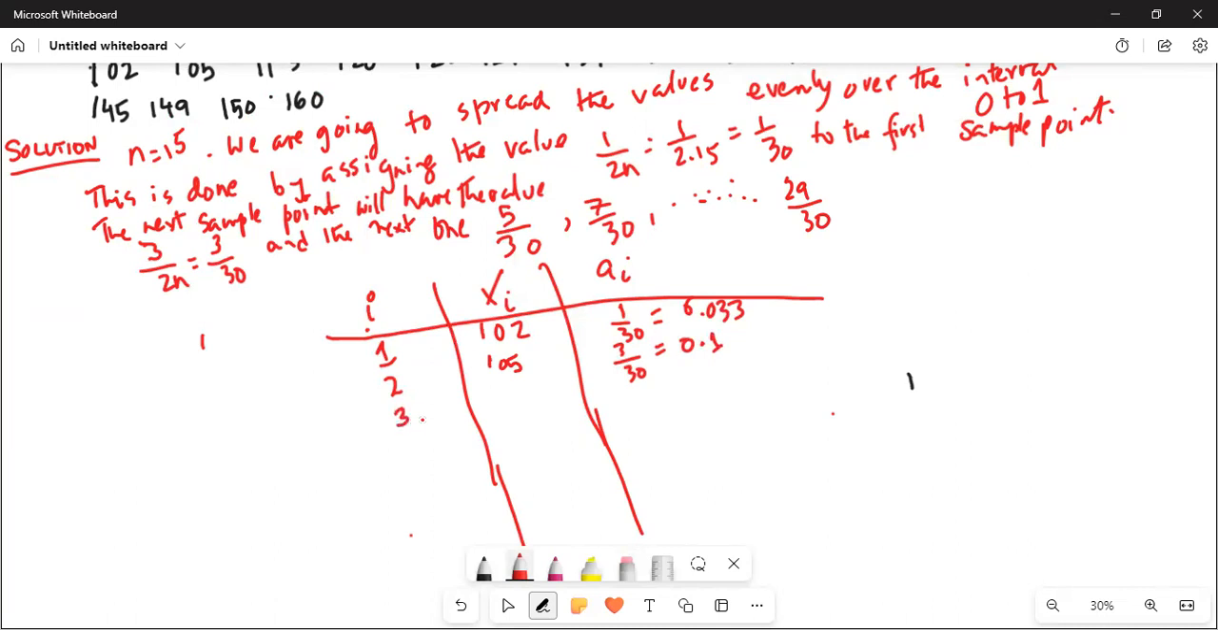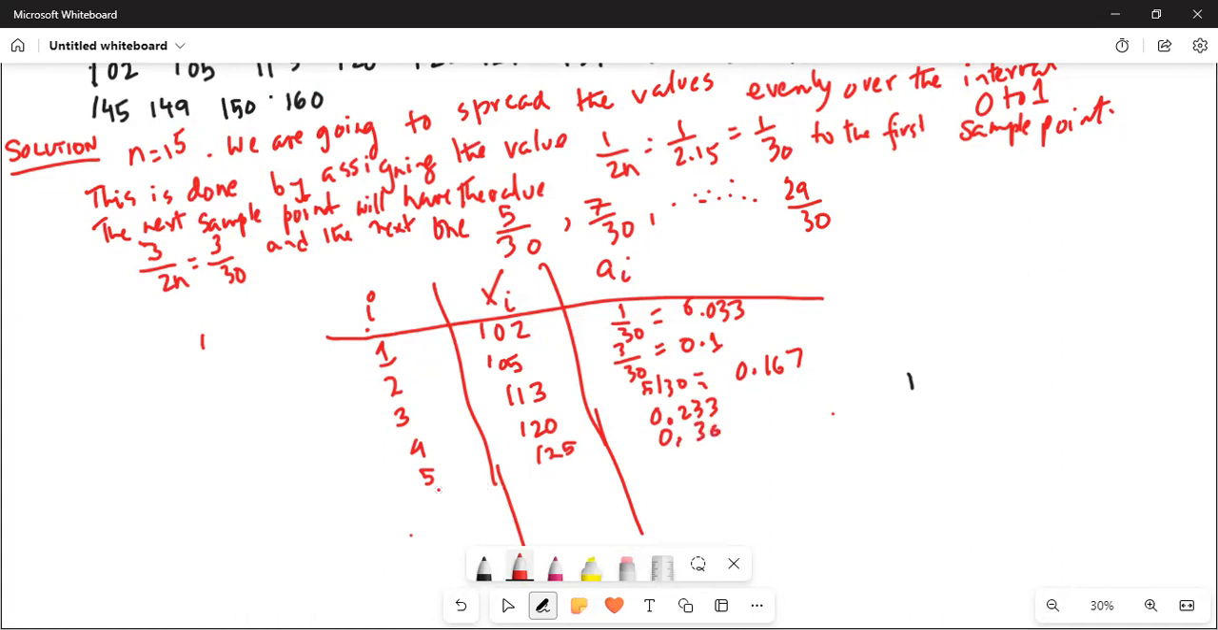Next one is number 3, which is 113, and that will be 5 over 30, which is 0.167. I'll write the decimal values moving forward. Next one, number 4, is 120, and its decimal value is 0.233. Then number 5, the one after 120, is 125, and its decimal value is 9 over 30, which is 0.30.